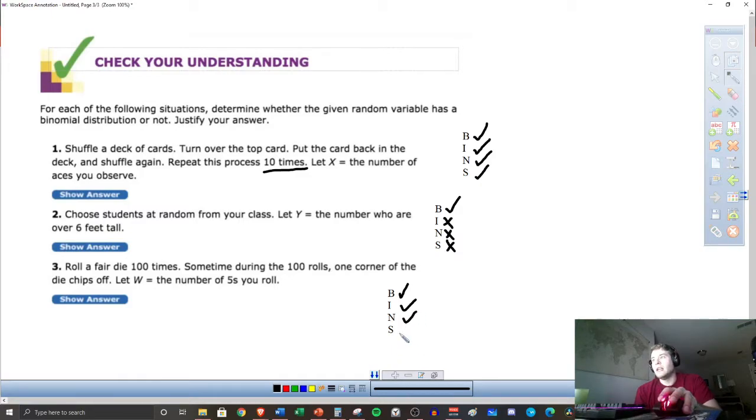Okay. Now, is the probability going to be the same every single trial? This is a situation where, even though these are independent events, the probability is changing because one corner chips off, the weight of that die is now changed, right? The probability at the first trial is now different. Every trial has to be the same. So this last one doesn't work. That one fails. So the only one of these that is a binomial distribution is number 1.